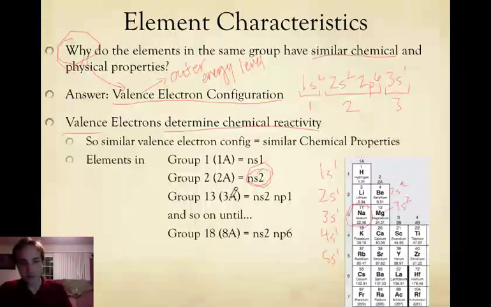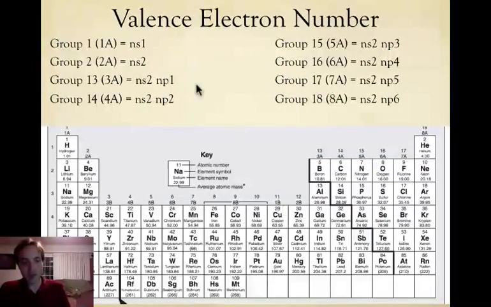Okay, same thing for group 13 or 3a. It's going to look like this. All the elements in group 3a or 13 behave similarly because they have ns2 and p1. So we can simplify this. I know that sublevels and energy levels get a little confusing, especially if we're talking about them in multiple energy levels. So let's make it simpler.